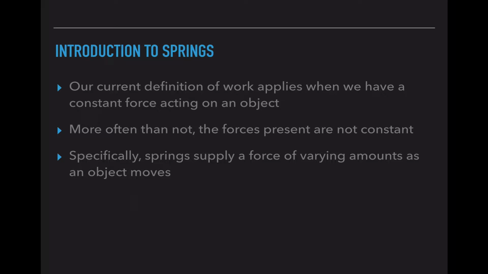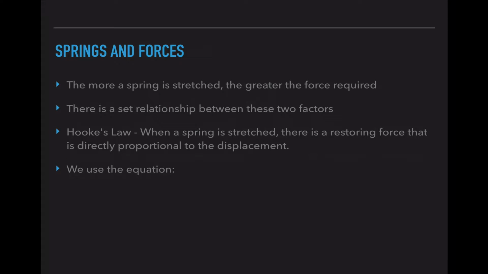So our current definition of work applies when we have a constant force acting on an object. But more often than not, the forces present are not constant. So that's an ideal situation, and most of the time it doesn't actually work that way. Specifically, springs allow a force to act on an object, but with varying amounts of force as the object moves. So as it starts moving, or as the spring is slightly compressed or stretched, it's a lot easier versus when it starts getting very stretched and compressed. So springs allow work to be done, but at a varying amount, not a constant amount.